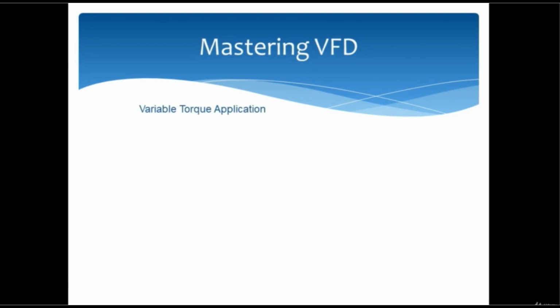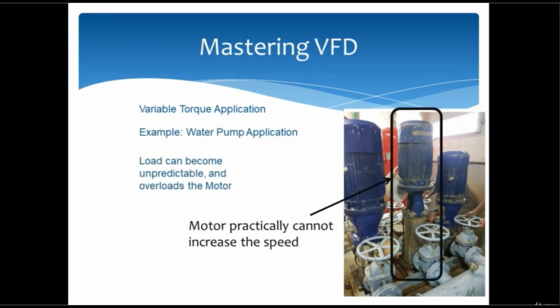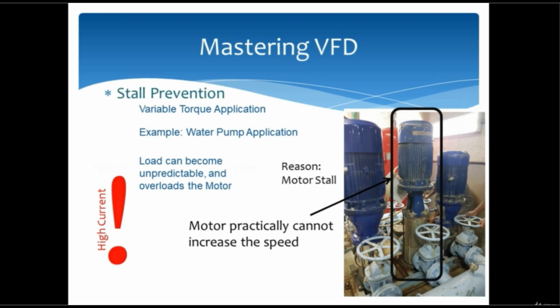In torque applications like a water pump system, sometimes the load can become unpredictable. The motor can get overloaded and cause the motor to stall. This overloading results in higher current consumption in the motor, which will damage the motor. To prevent this, we have a function named stall prevention. Once enabled, excessive current can be stopped by reducing the speed.